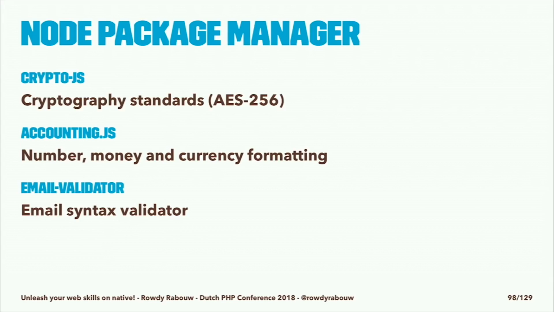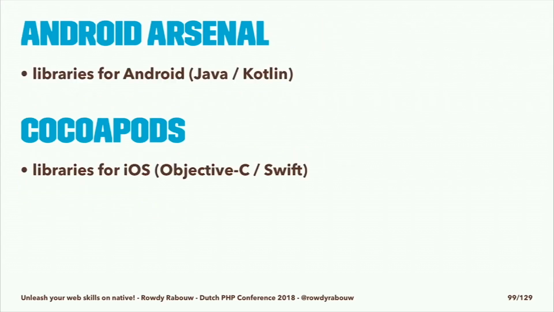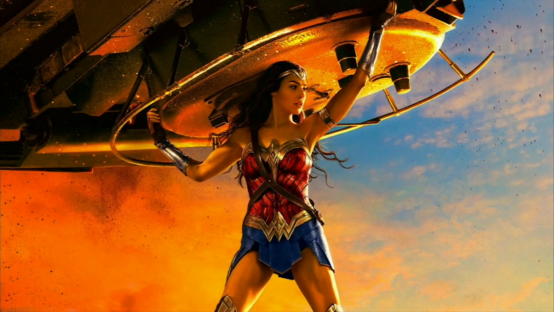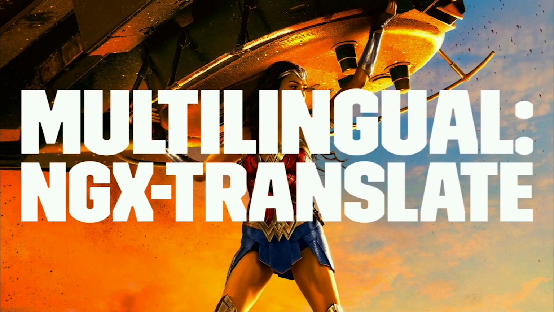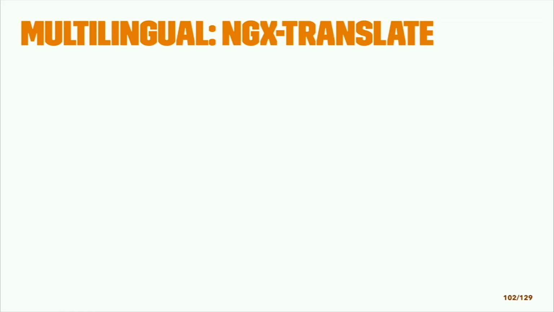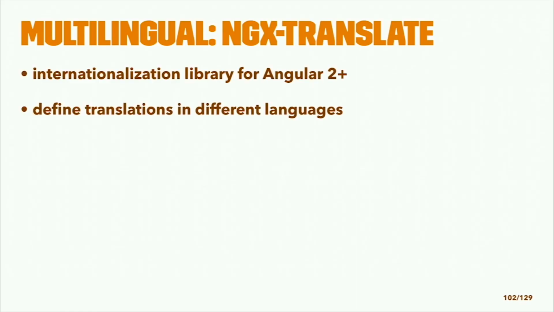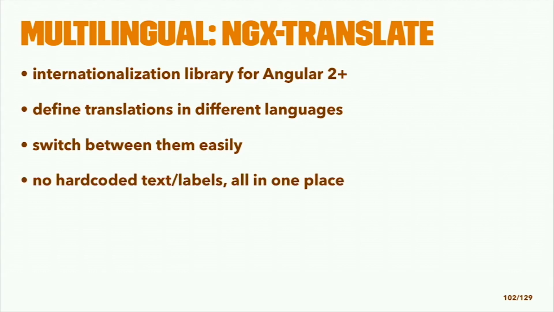If you want to go any further, you can use Android Arsenal or Cocoa Pods. Those are libraries for Android and iOS specific. I want to point out one we are using very frequently, and that's a specific package for Angular, ngx translate, to make your app multilingual. It's an internationalization library, and it takes a few steps to implement, but I have a blog post on that to follow 7 steps.